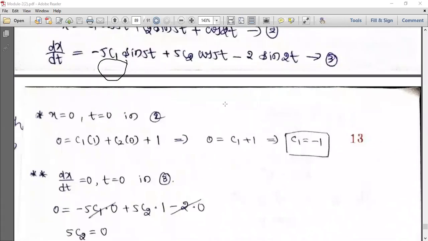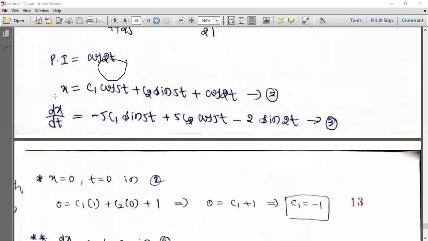The initial conditions I'll substitute in equation 2. So x equal to 0 at t equal to 0. When t is 0, how many terms will get cancelled here? It is important. Sine of 0 is 0, so this gets cancelled. And c1 cos of 0 is c1 into 1, plus cos of 0, that is plus 1. So x equals c1 plus 1, and x is 0 here. So 0 is equal to c1 plus 1, therefore c1 is equal to minus 1.